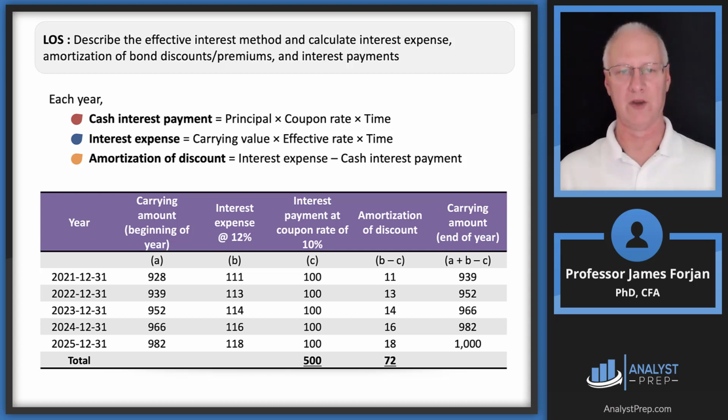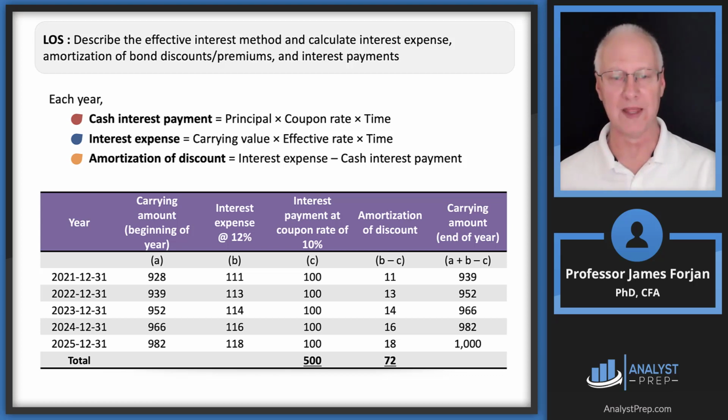So there's our interest expense that we report on our financial statement, because we're taking 12% of the amount that we borrowed, right? We only borrowed 928. The interest payment, our coupon payment, that's 100. So if we take the difference of those two, 111 minus 100, we get $11. And so the carrying amount by the end of the year is going to be the 928 plus the 11, and that gets us to 932.